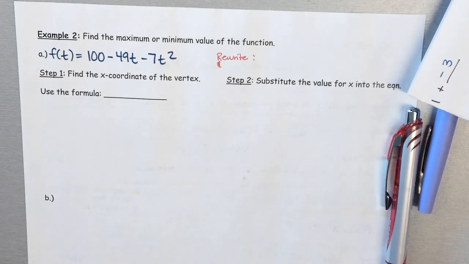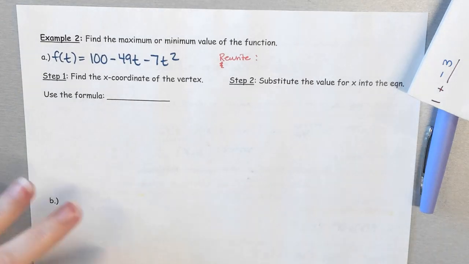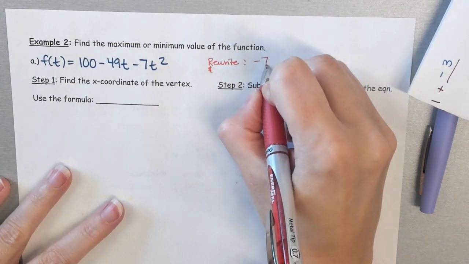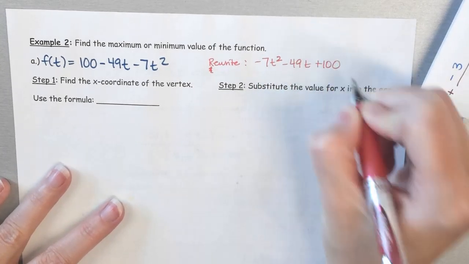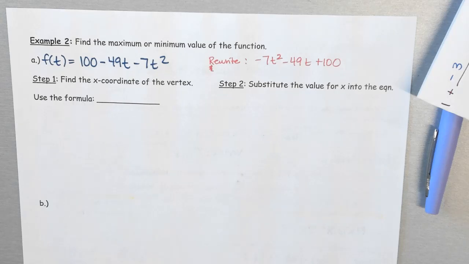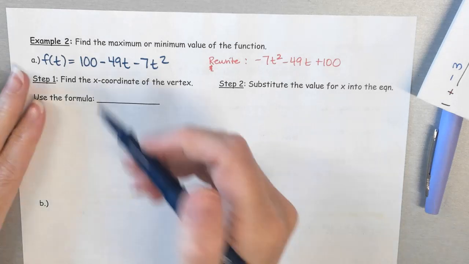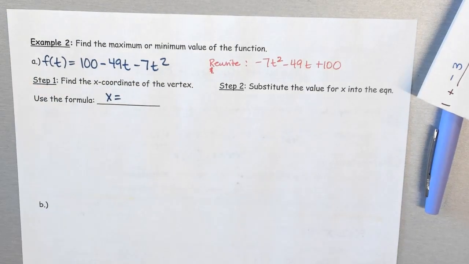Okay, so Morgan, when you're rewriting in standard form, what did you put first? Good. Okay. All right, now the next thing we have to do is find the x-coordinate of the vertex. Do you guys remember how to do that? X equals x-coordinate of the vertex. I know you did it last year because I actually just went over it with my algebra too.